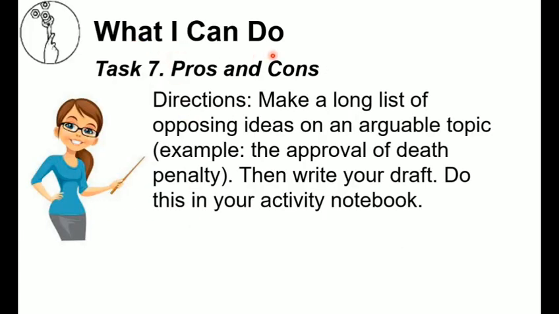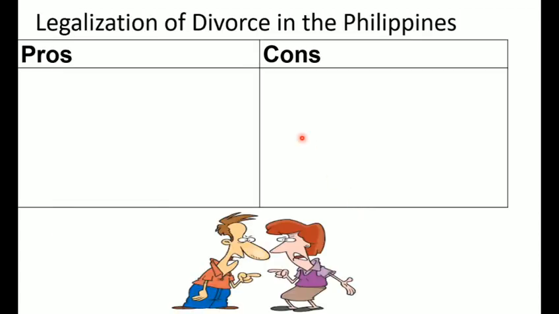Now, under what I can do, task number 7, pros and cons. Direction: make a long list of opposing ideas on an arguable topic. Example, the approval of death penalty. Then write your draft. Do this in your activity notebook. By the way, the answers here are not found in your module, so you need to take time copying these items. Now, the topic I've chosen is legalization of divorce in the Philippines.